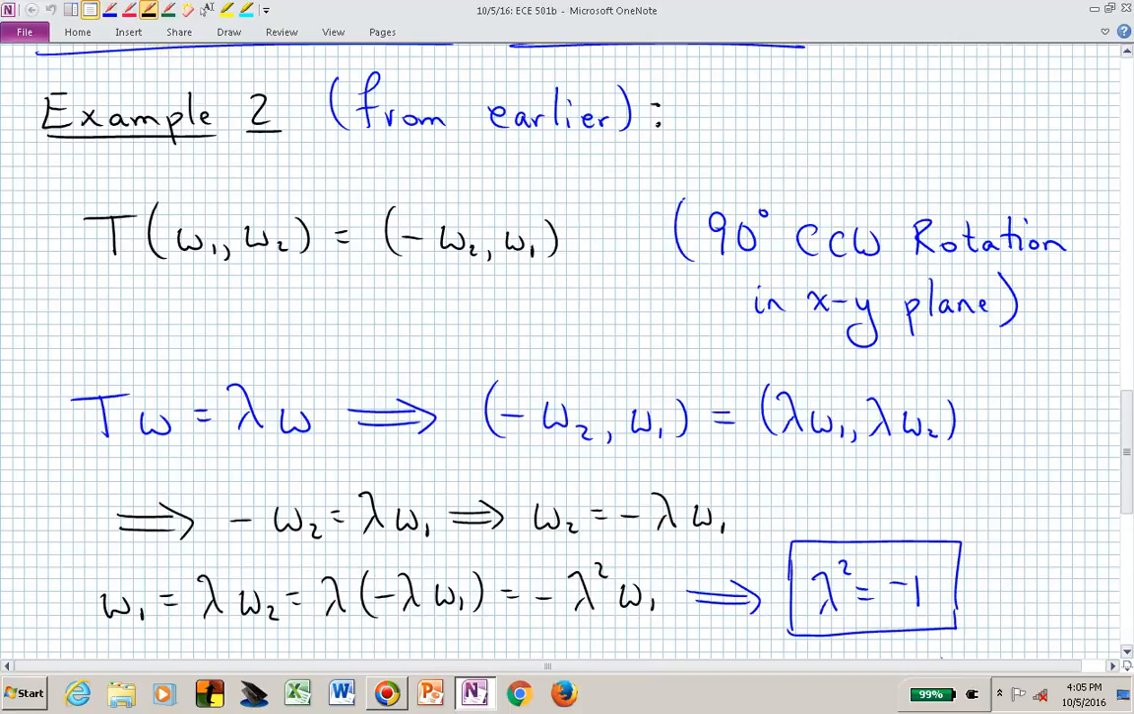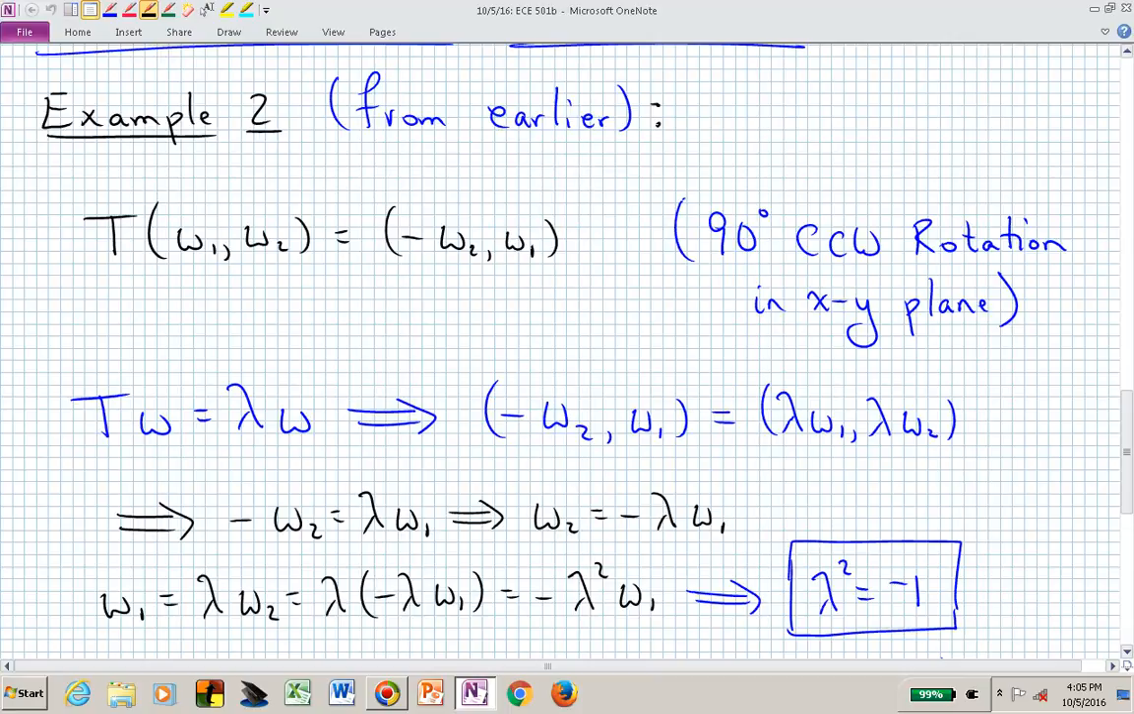Here is the linear map, which is on a 2-vector, and the vector is now (w1, w2). If you envision what's happening when you pass (w1, w2) through this linear operator, it is a 90-degree counterclockwise rotation in the xy plane, if you view this linear map operating on a vector in an xy plane.